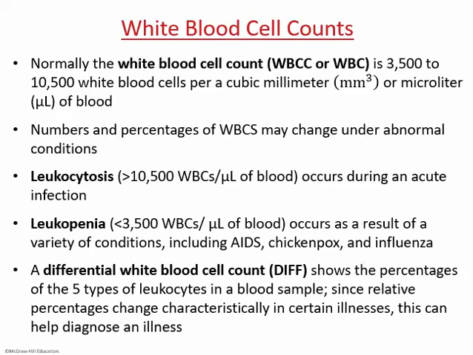We normally have different numbers of the white blood cells. We want a differential to show the percentages of the 5 different types, because the relative percentages change in certain illnesses. So if you have a parasitic infection, you are going to have more eosinophils than expected. If you have a bacterial infection, you will have more neutrophils than expected. If you have a viral infection, you will have more lymphocytes, etc. We want the differential count.